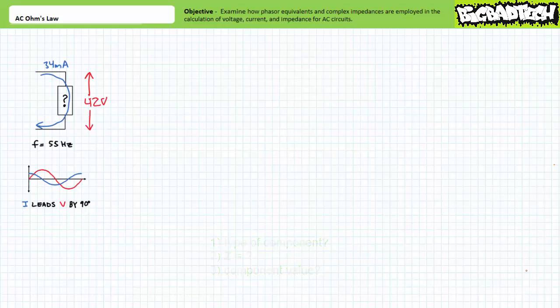The answer to the first question should again be easy if you use the three general guidelines. Given current is leading voltage by 90 degrees, this unknown element is undoubtedly a capacitor.